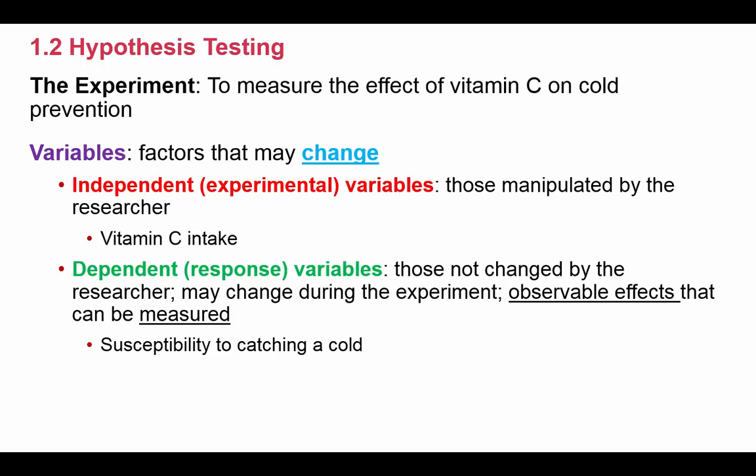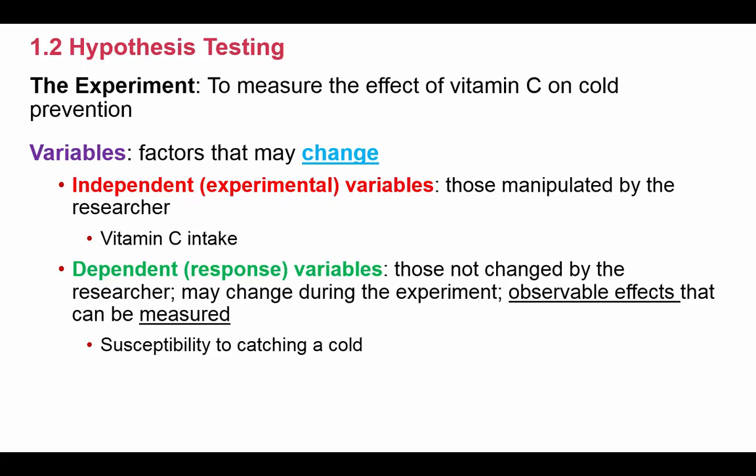So if our experiment is measuring the effect of vitamin C on cold prevention, then the independent variable would be the intake of vitamin C, because that's the thing that you're changing. More than likely you would have 2 groups. Group A would receive the vitamin C, Group B would not receive vitamin C. So the thing that we have manipulated is the intake of vitamin C. That would be our independent variable. It's the thing that we're changing, the thing that we're testing.